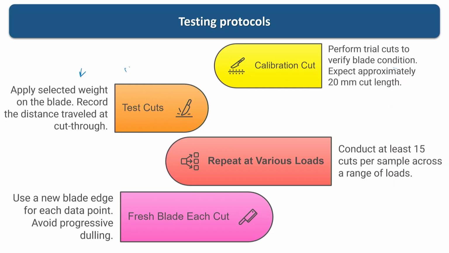So, this is the total procedure. First calibration cut, then test cut for a particular load, then we have to repeat at least 15 times, and then we have to change the blade after every use.